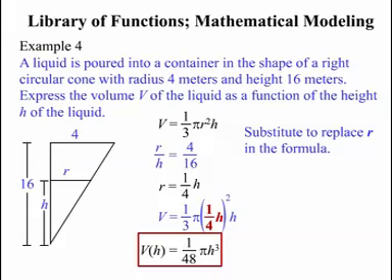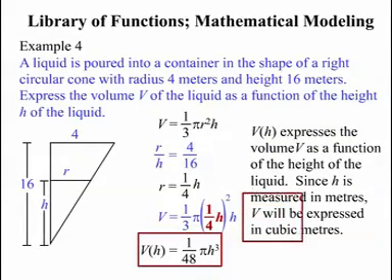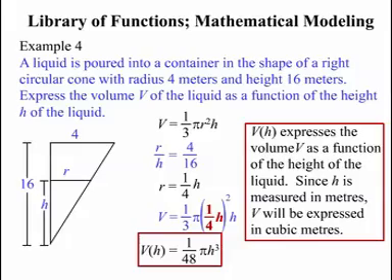So that is the volume V of the liquid expressed in terms of height. V of h expresses the volume V as a function of the height of the liquid. Since h is measured in meters, volume will be expressed in cubic meters.